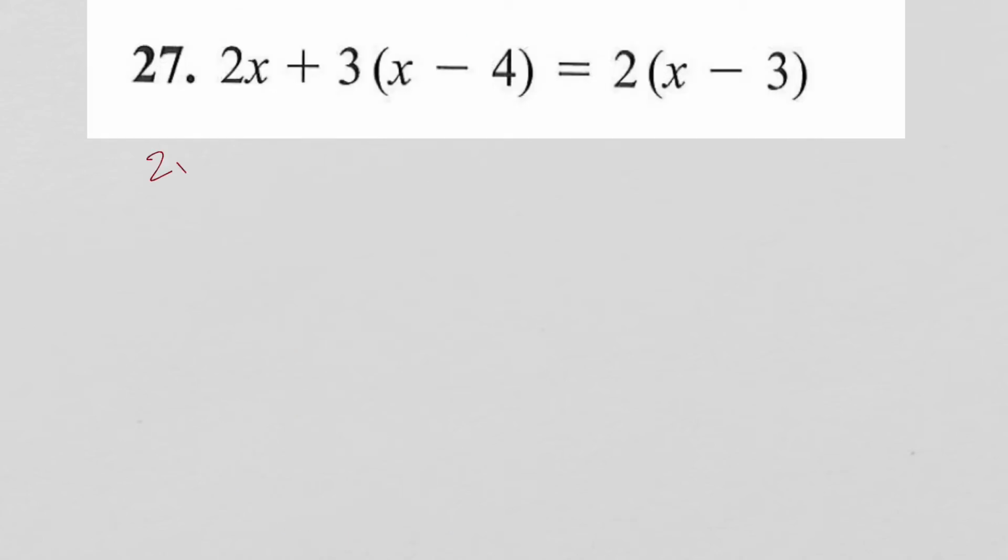Okay, so here we have a 2x. Now this is a positive 3 that's going to distribute, so we'll get a positive 3x minus 12. We'll take the 2 and distribute and get 2x minus 6. And then I'm going to combine this and this. That adds up to a 5x.